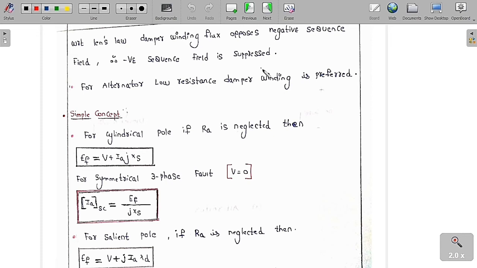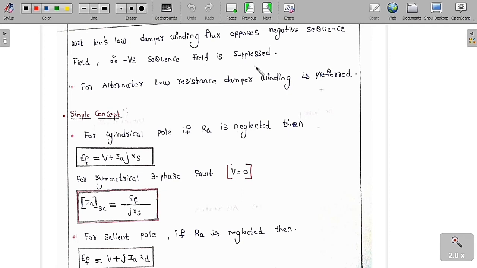As the relative speed is very high, more EMF is going to be induced in the damper winding. More EMF means it is going to produce more flux, and it is always going to oppose its cause. The effect is the damping winding flux, and the cause is the relative speed. Therefore it is going to decrease that relative speed, or we can simply say that whatever flux is produced by this damping flux, it is going to oppose the negative sequence flux or negative sequence field. So the negative sequence field is suppressed.